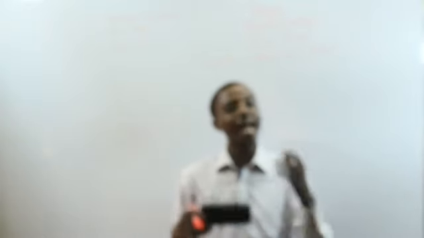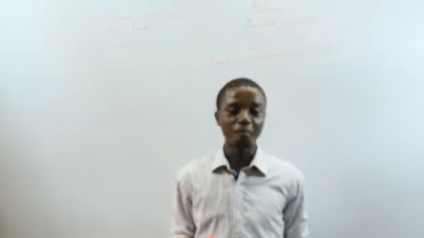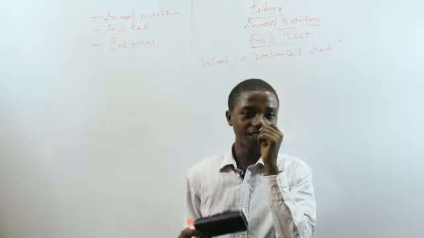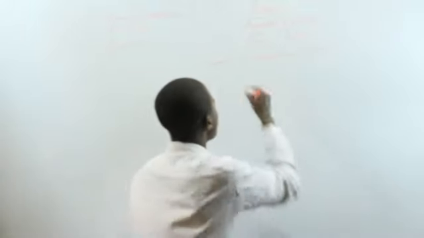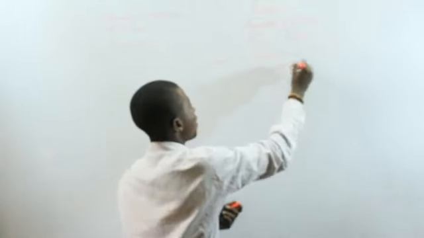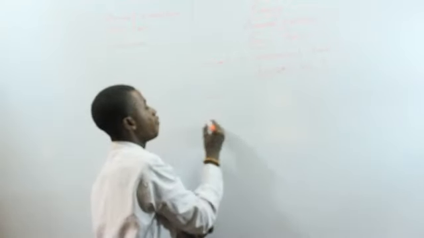So balanced diet is a diet that contains all the classes of food in the right proportion. It is referred to as a meal, a diet that contains all the classes of food in the right proportion. So what are the classes of food?